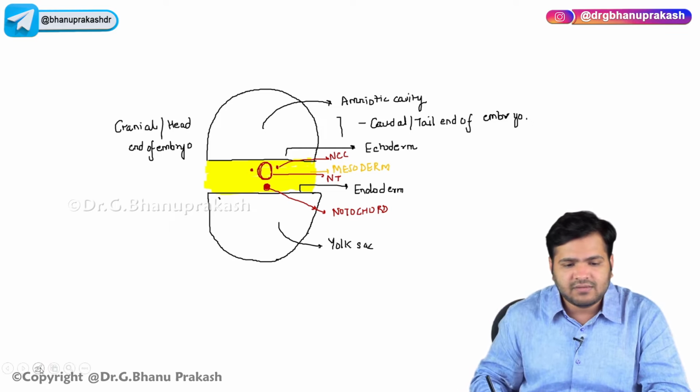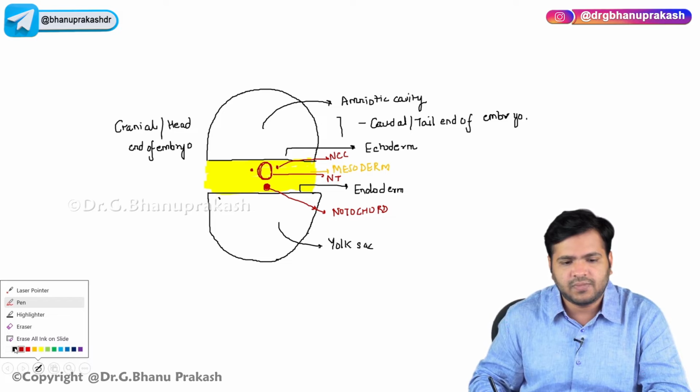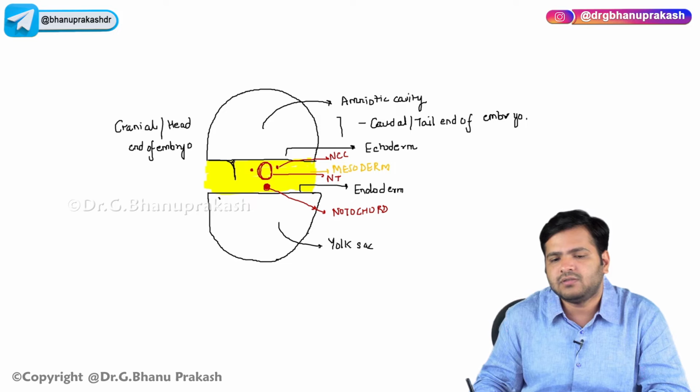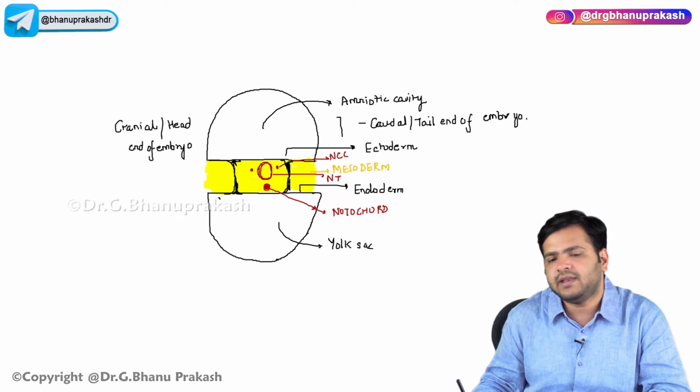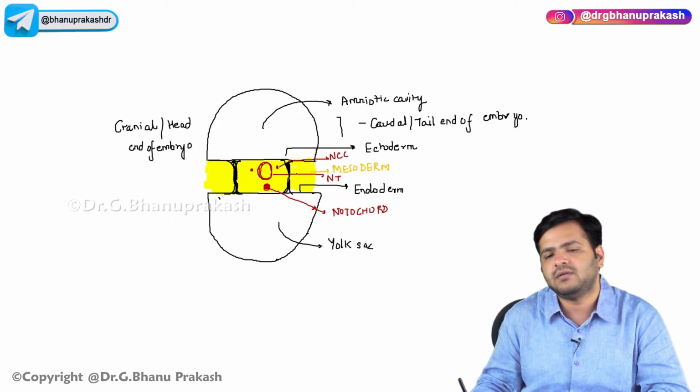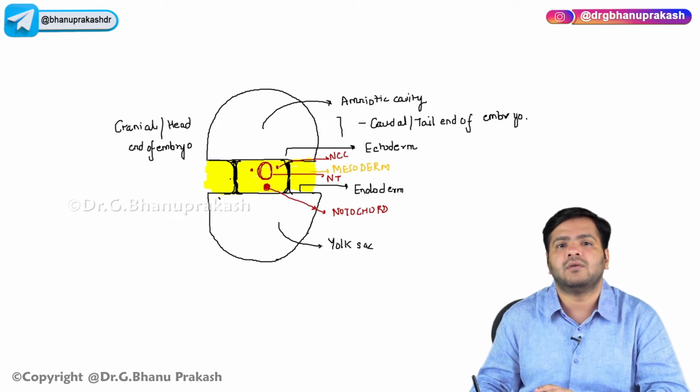Now there are two places over here where this mesoderm will be absent, where the ectoderm and the endoderm will meet each other, towards the head end and towards the tail end. We have these two places where this mesoderm is absent, right. So yes, we already know this.